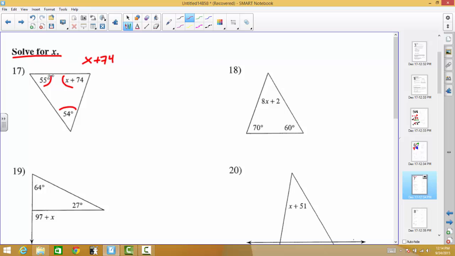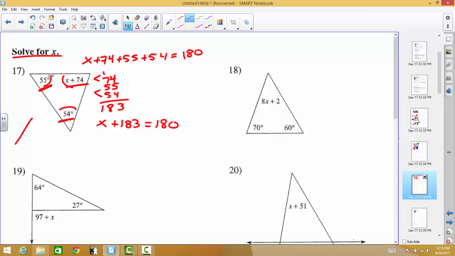X plus 74, that's this one, plus 55, that's this one, plus 54, that's this one. Those would all add to give you 180. So let's go ahead and add 74, 55, and 54. So 4 plus 5 is 9, plus 4 more is 13. I'm going to add the 5 and the 5 first because that's 10. 7 and 1 is 8, so that's 183. So we have x plus 183 equaling 180.